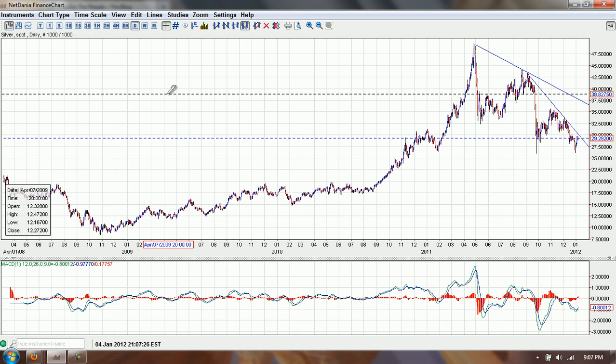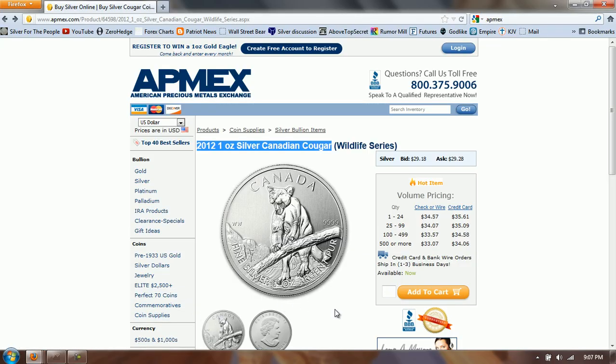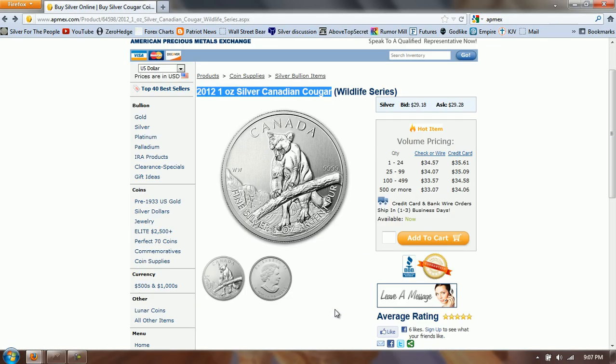And I've kind of done an about face on this one, partly because of the prices and partly because of the availability. But I had a chance to take a look at this coin a little bit closer up. This is the Wildlife series, and this is available on APMEX. You can see you can get it for 33 bucks right now. That's about $3 over spot, a little bit more.